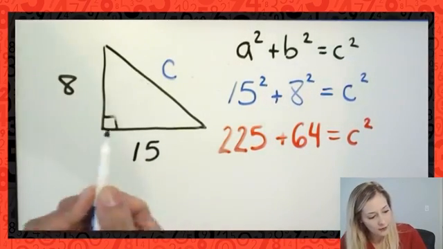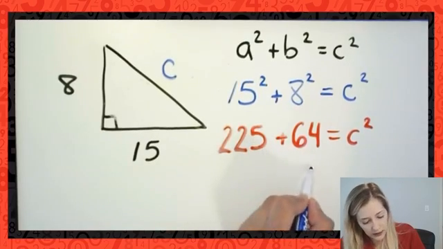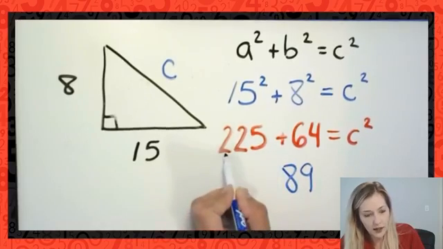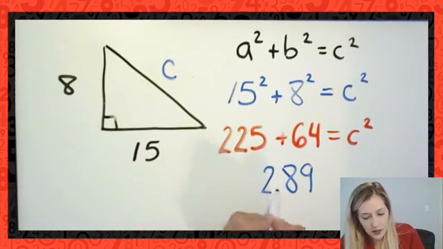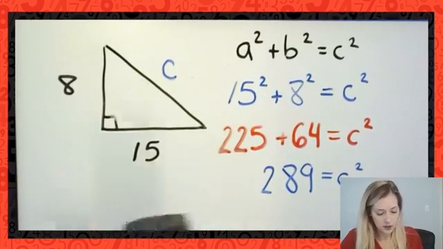So if I do that, let's even do it together. 5 plus 4 gives me 9. 2 plus 6 gives me 8. And then I only have 200s. So I get 289 is equal to c squared. And then, I apologize for that.